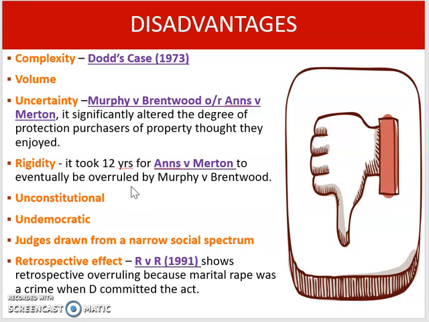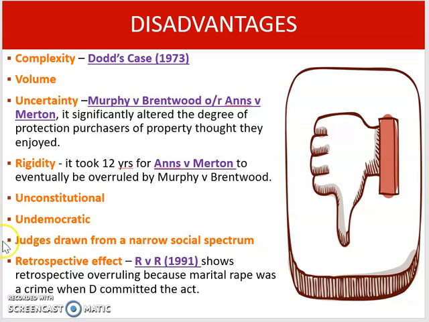If you think about the case of R v Brown, which we looked at in criminal law, that's a poor decision in my opinion, in the opinion of many academics, but it's still technically good law. And that was the case on sadomasochism and consent. And until that's overruled, the law's rigid, stagnating, it's not keeping up with modern times.